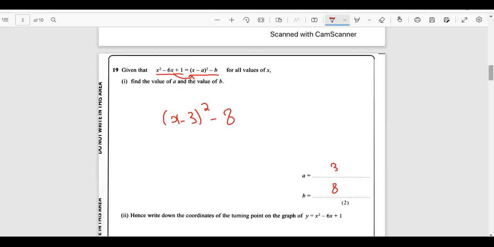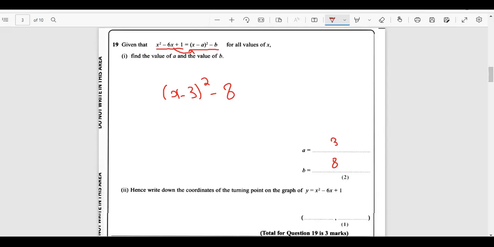Very good. Okay, and now for this part, it says, hence write down the coordinates of the turning point on the graph of this. Yes, so you'll be using the first part because it says hence, and we are looking for the coordinates of the turning point. Turning point. Would it be then 3 and 8? The signs would be different basically.